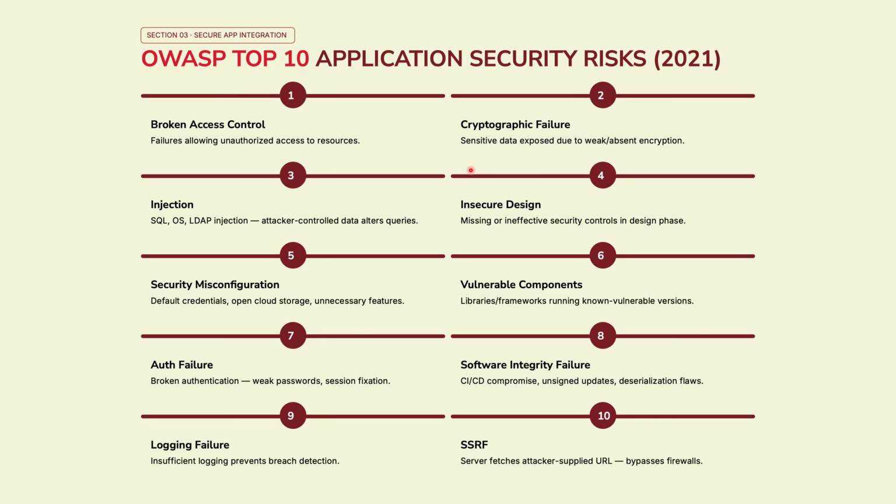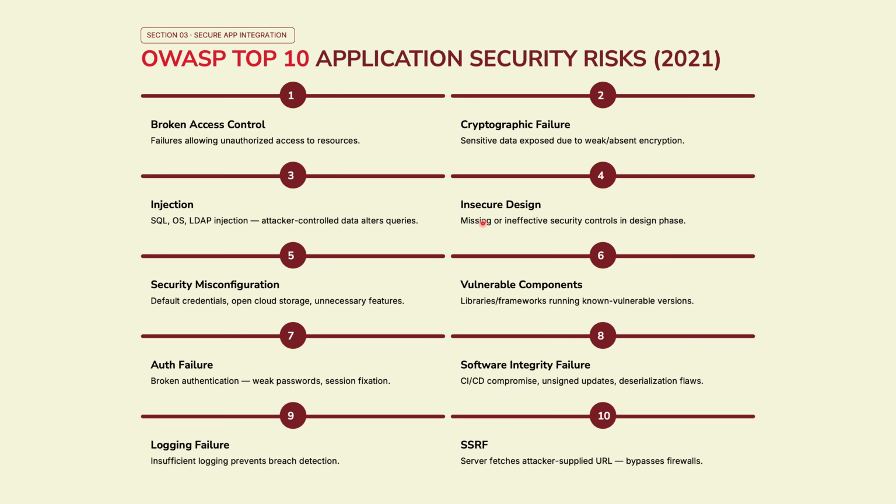The second one is cryptographic failure. They used to call it sensitive data exposure. It covers weak or absent encryption of sensitive data in transit and at rest. Number 3, the injection attacks, including OS command injection, SQL, LDAP, and expression language injection, in which attacker-controlled data alters intended queries or commands.